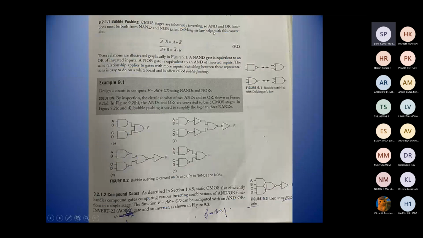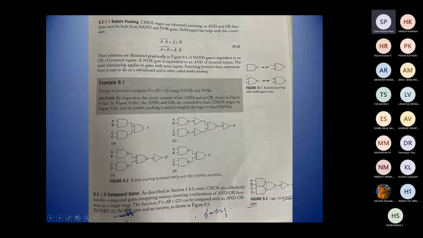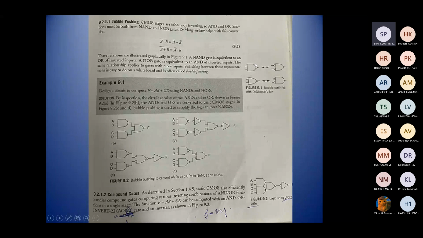So, bubble pushing, which I just recently mentioned. As you know, this is our NAND gate. This is our AND gate, and after that we have the NOT operation, the inverter operation. So the NAND gate can also be represented in this kind of structure.